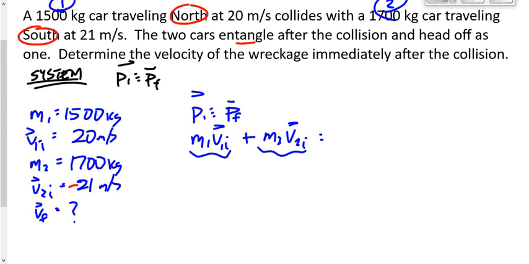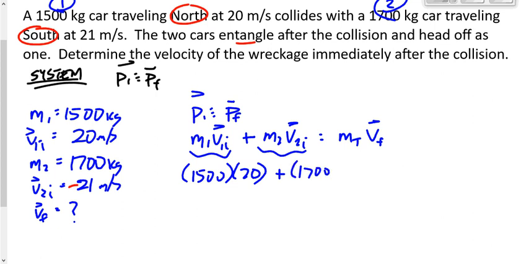How many objects do we have after the collision? Remember, the two cars have embraced. The two cars have become one. So I'm just going to call it M total times Vf. M total being what? 3,200 kilograms, because that's the mass of our wreckage now. Don't try to rearrange this. Just sub your numbers in and then rearrange. M1 is 1,500 times V1i. M2 is 1,700 times V2i. The total mass is 3,200 times Vf.